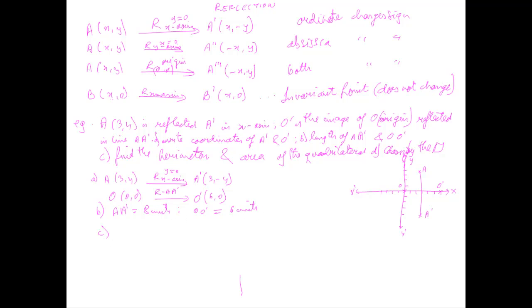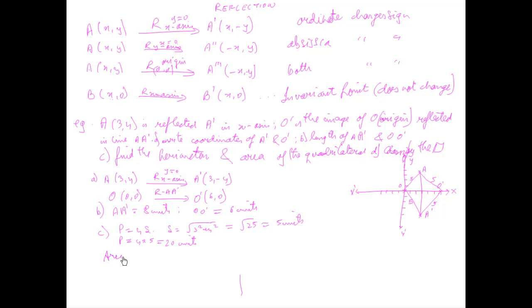Part C, find the perimeter. When we connect this, it's 3 and this is 4. So by Pythagoras theorem, this will come out to be 5. Same way, it's going to be 5, 5, 5, 5 everywhere. So the perimeter would come out to be 4 times side. The side is the root of 3 squared plus 4 squared, which is root of 25, which is 5 units. So perimeter is equal to 4 times 5, equal to 20 units.